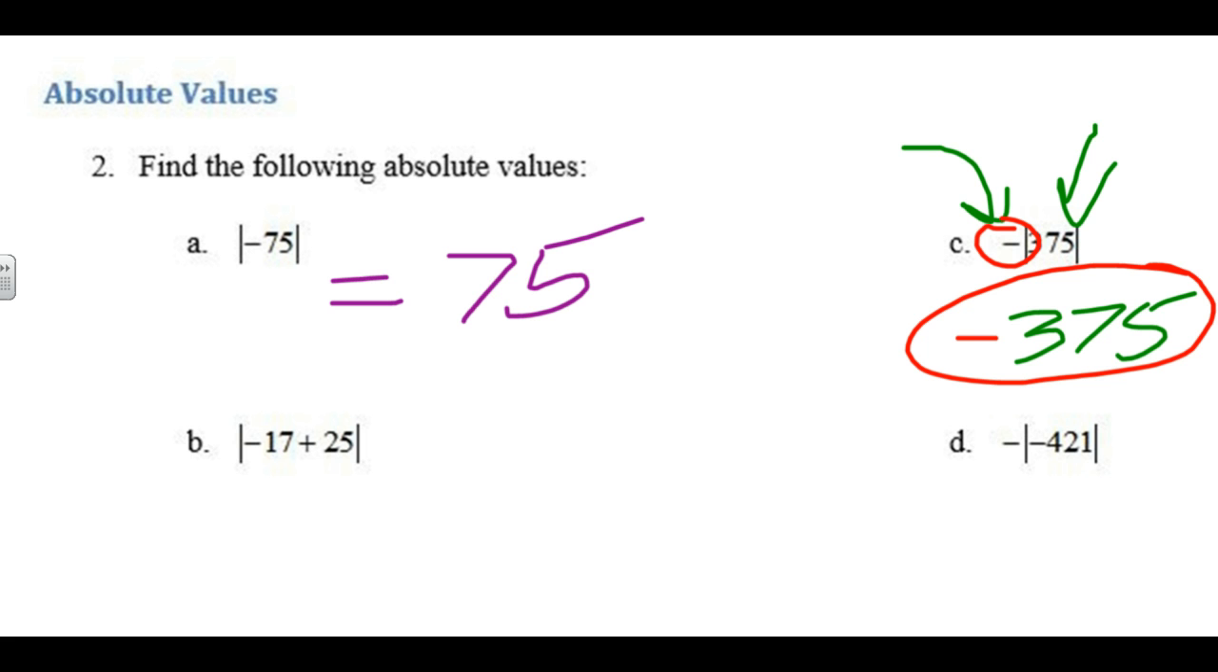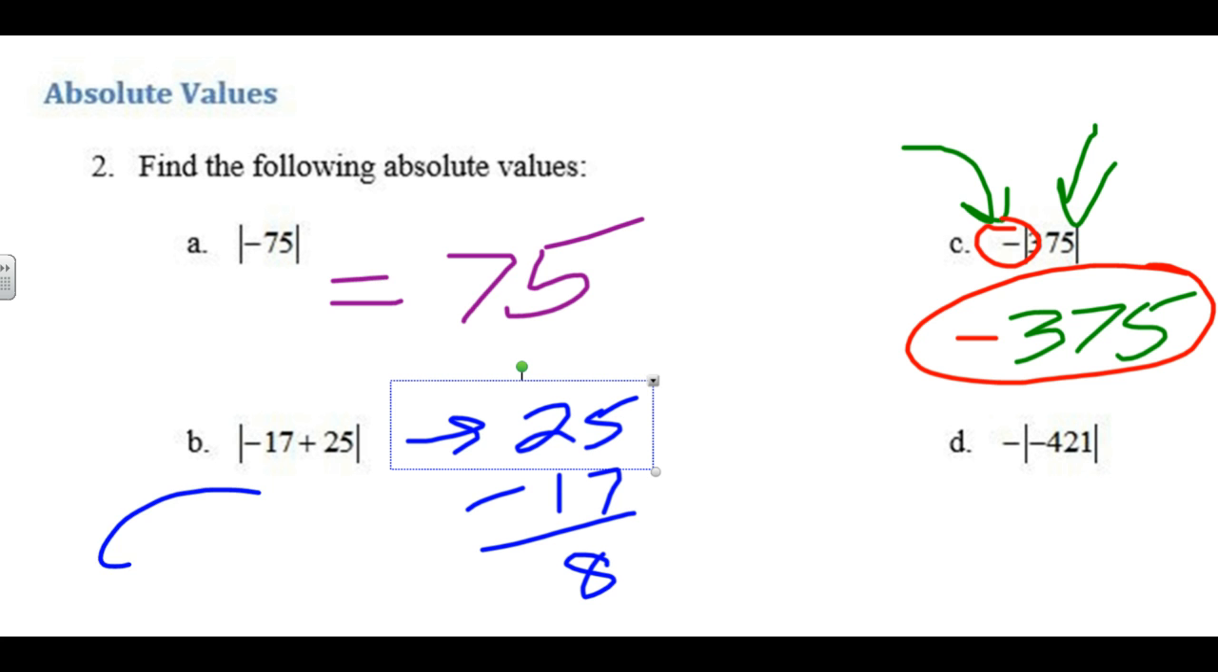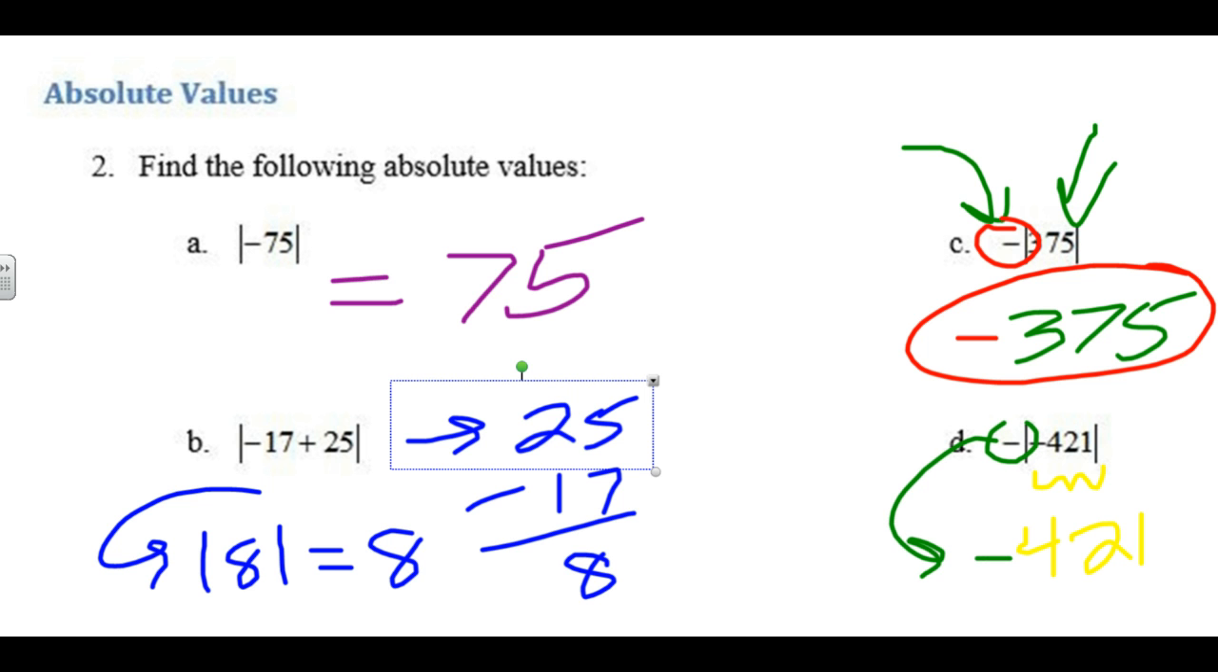Now for B, we just have to perform the addition inside the absolute values before we can find it. Again, it's sort of like parentheses in the order of operations. Whatever's inside has to happen first. Negative 17 plus 25, they have different signs, so we're going to subtract their absolute values, 25 minus 17, to get 8. That makes this the absolute value of 8, and the distance from 8 to 0 on a number line is 8. And here, in letter D, the absolute value of negative 421 is positive 421, but we have to keep that negative sign on the outside, so our final answer is negative 421.